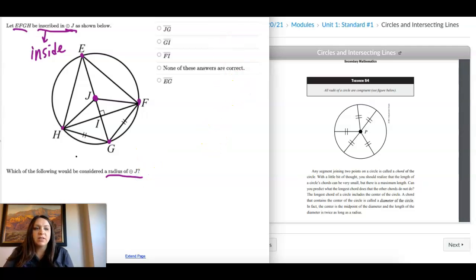So a radius starts at the center and then the line continues out to the edge. So JG is actually a radius. See how it continues out to the edge of the circle. So that would be our answer. Let's just look at the other ones. G to I, see how that does not continue to the center? It's not a radius. Same with FI, that never goes to the center. And then E to G goes all the way across. That's called the diameter. And we're going to have a question that asks about that.